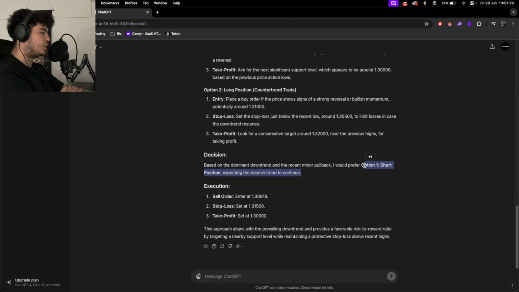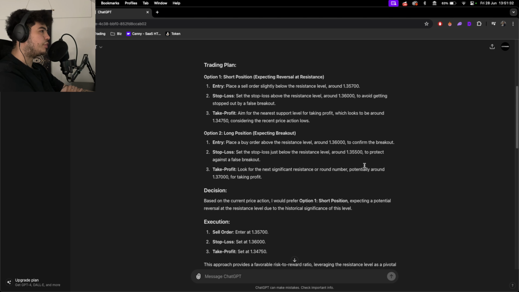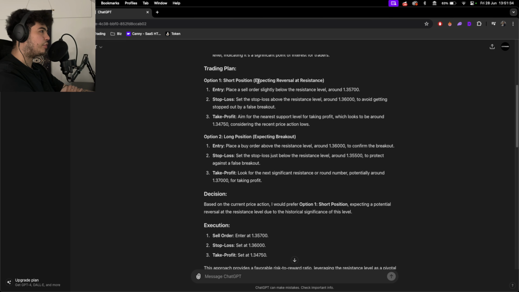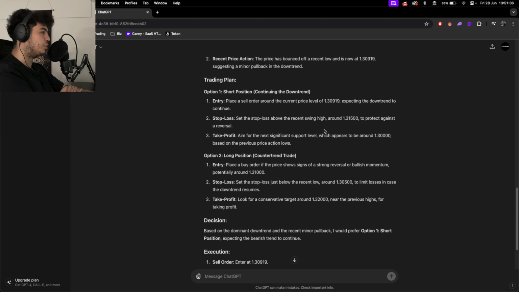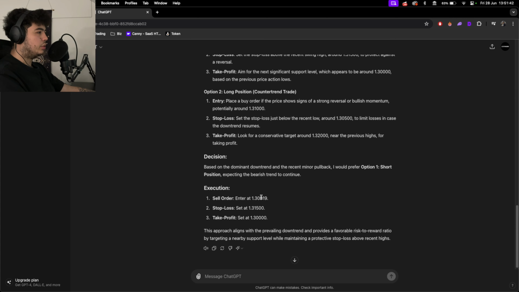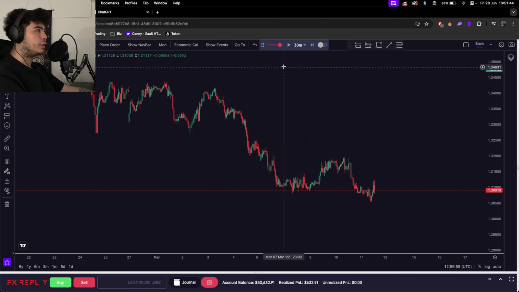Well, in this case, he likes to see the trend following system, whereas in the first one, it seemed to like the first option of expecting a reversal at a level of resistance. So we'll take these levels and we'll plug them in and we'll see what it gives us.